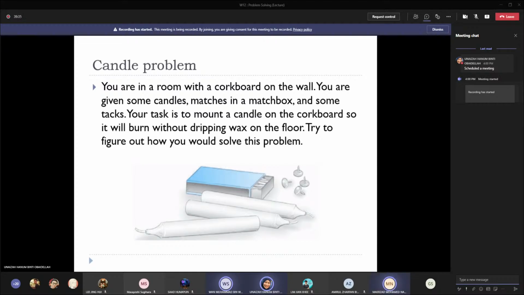A possible idea would be to use the matchbox: attach the matchbox to the corkboard, and then attach the candle to the matchbox. While you burn it, the wax will melt into the matchbox instead of the floor. So it is technically mounted to the corkboard, and the wax won't drip to the floor.